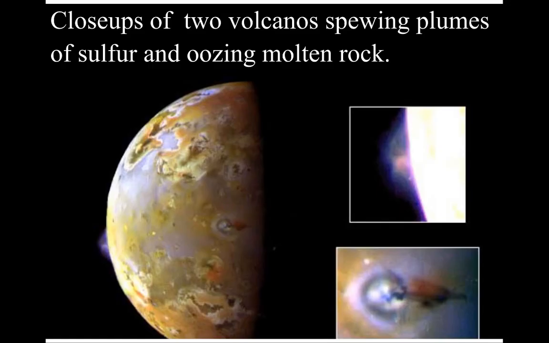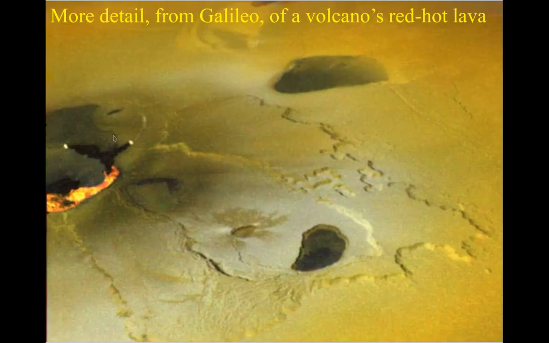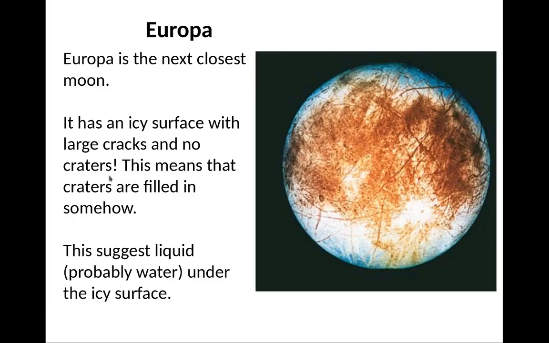Okay, so here are 2 close-ups of volcanoes on Io, showing plumes of sulfur and molten rock. Here's another picture from Galileo showing the red hot lava from a volcano. Okay, let's move next to Europa.